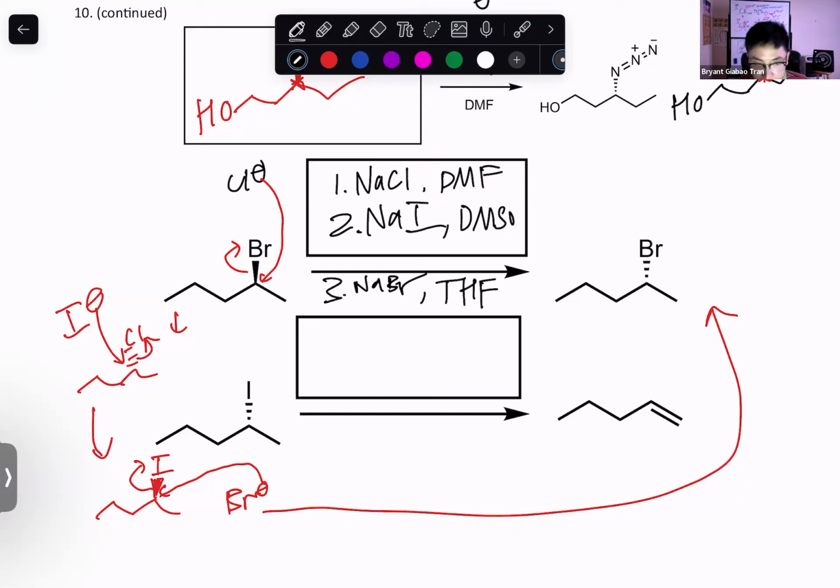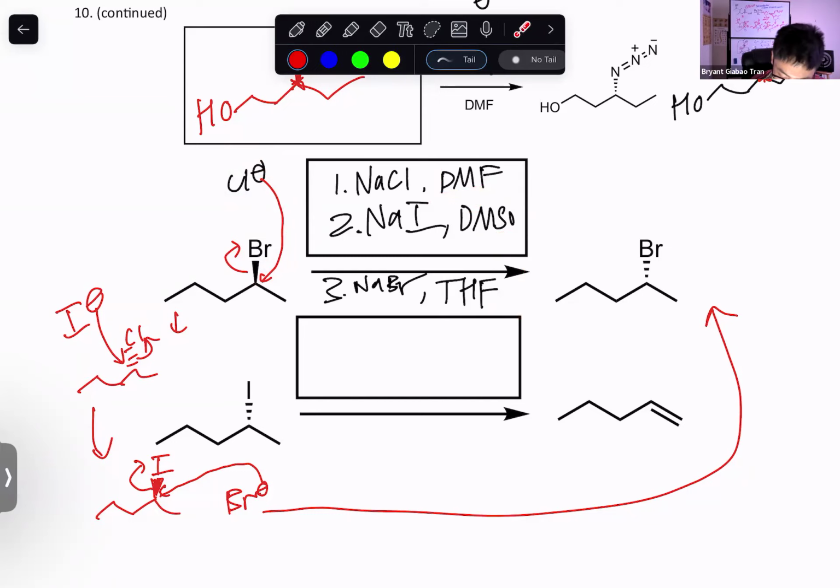Aprotic solvent means that it would allow the reaction to go through. It would stabilize the charges for it to exist to be able to attack the electrophile, right? It would not do anything in the reaction, right? The DMF, DMSO, THF, it would not interfere with the reaction. That's not important. It's like just there. It's just there to have the reaction go through.